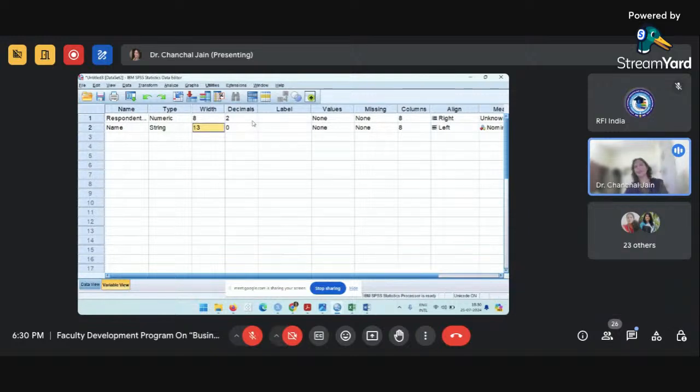Decimals, I think it is quite obvious. There is no use of decimals in the case of string data. But if you are talking about numeric data, in that case you need to decide whether your variable is of the discrete kind or whether it is of the continuous kind. So let me ask one question in between. Can any one of you tell me what you understand by the terms discrete variable and continuous variable? Anyone?